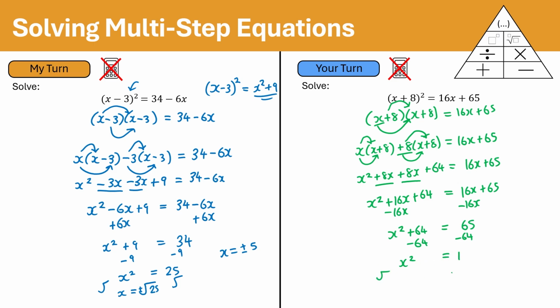Then I square root both sides. x is equal to plus or minus the square root of 1. And the square root of 1 is just 1. So my answer is x is equal to positive and negative 1.